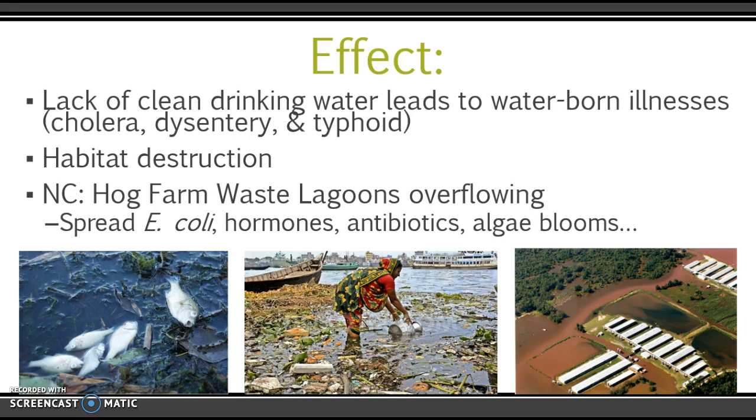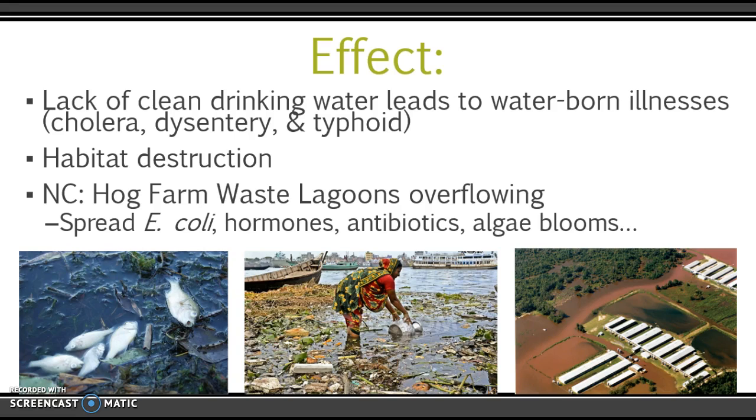We have habitat destruction. You can see those fish have died, and a lot of those plants in that water have died. In North Carolina, we're seeing water pollution caused a lot by hog farm waste lagoons. And a hog farm is just where we're going to raise a whole lot of pigs for food and various other products. But when we get a lot of flooding, when we have a lot of rain, those lagoons actually overflow their boundaries, and all of that waste seeps into the ground.